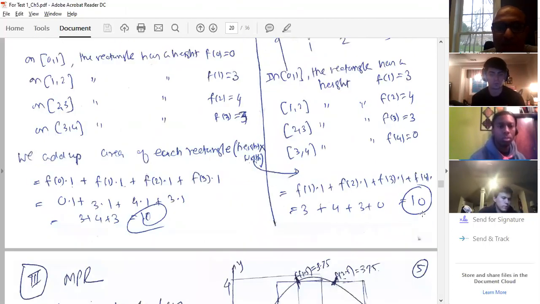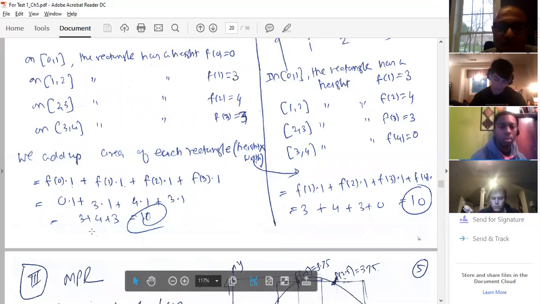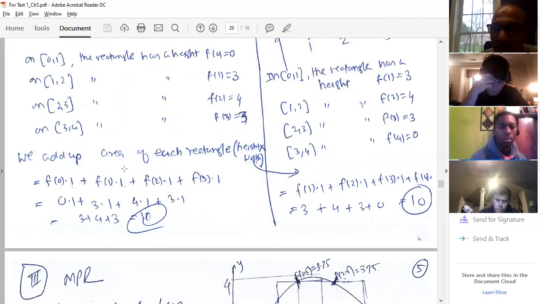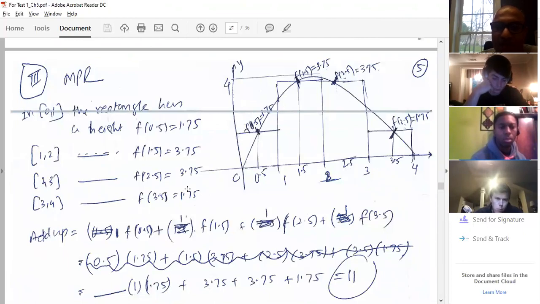And then I say sum up or add up all these things, f of 0 multiplied by 1, because now you have a rectangle. Strip means rectangles, and the rectangle's area is length into breadth. So that's what I'm doing over here, length into breadth, and summation. And then we did the same thing for the midpoint rule.